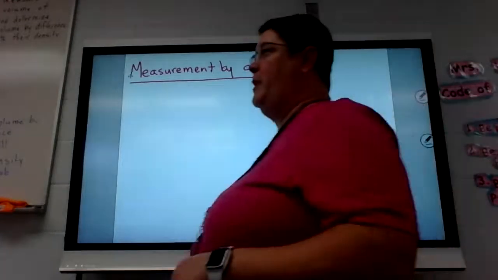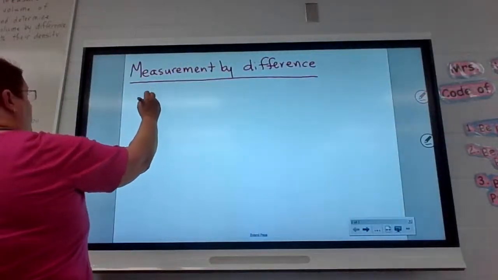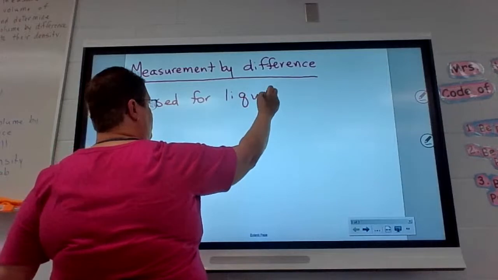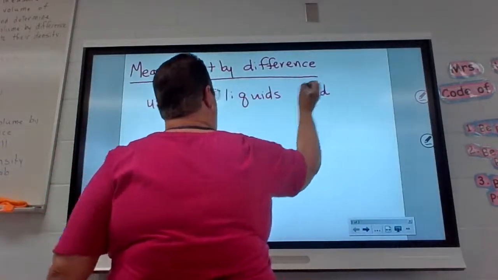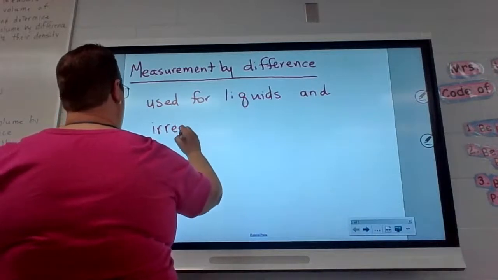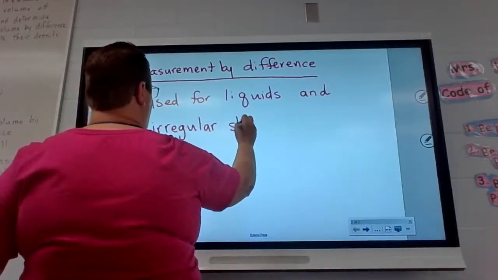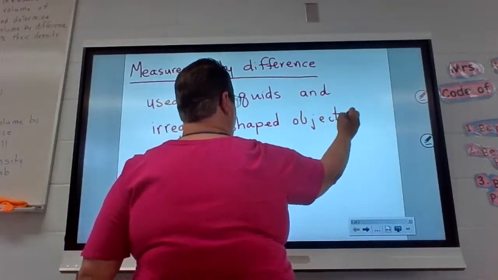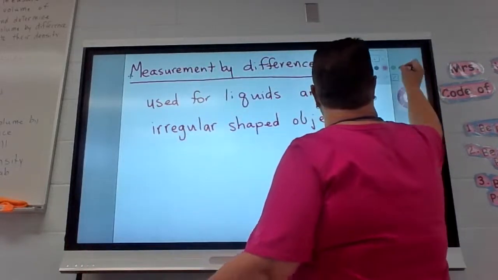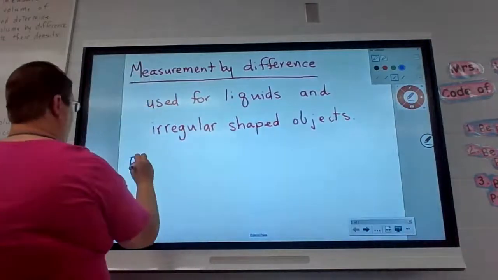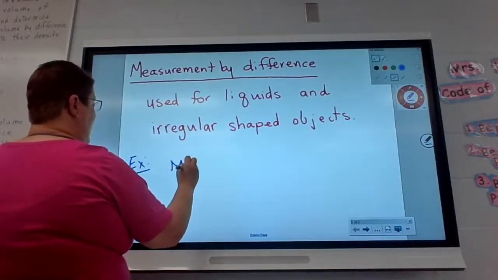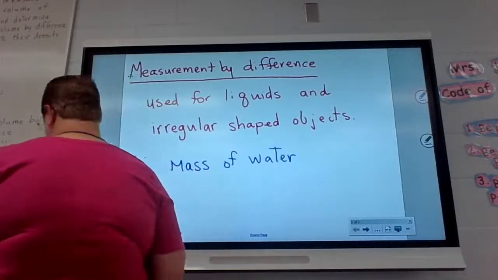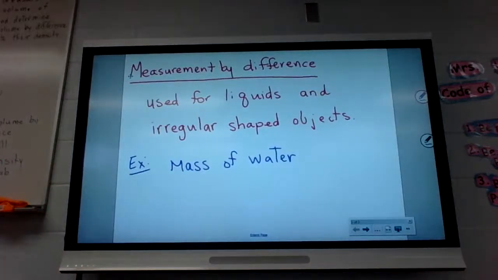You use measurement by difference for liquids and irregular shaped objects. So, for example, you used it yesterday to find the mass of water. Okay, that's what we used it for, was to find the mass of water.